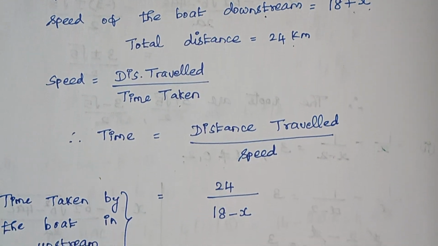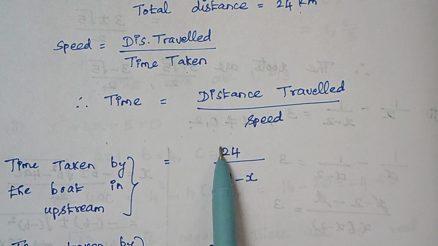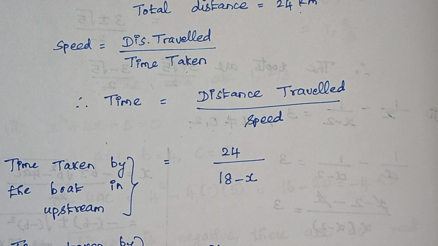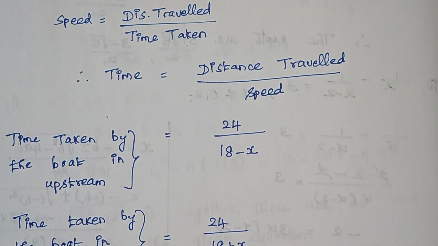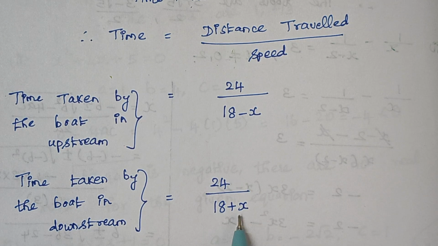Now the time taken by the boat upstream. Here the distance traveled is 24 and the speed is 18 minus x, which we have just written. And the time taken by the boat downstream is 24 divided by 18 plus x.